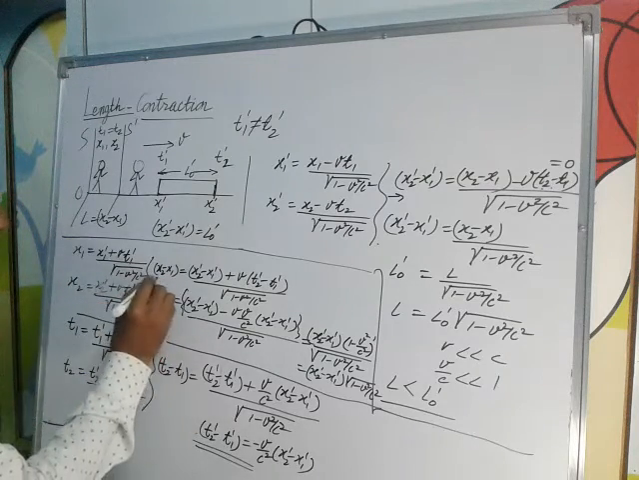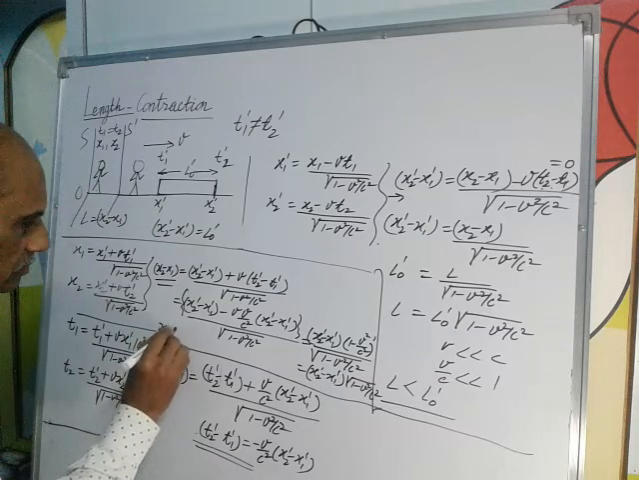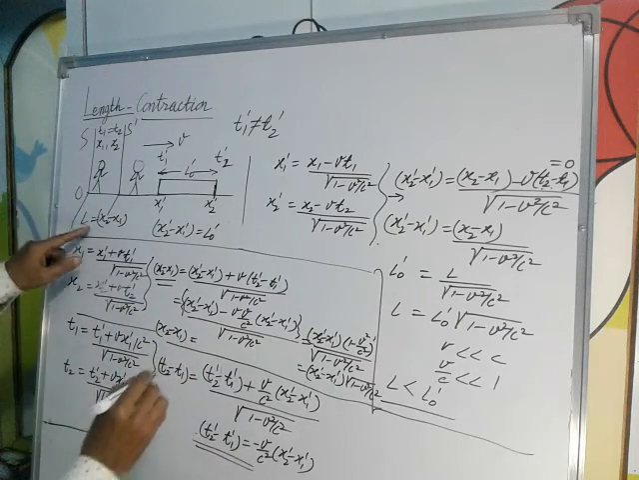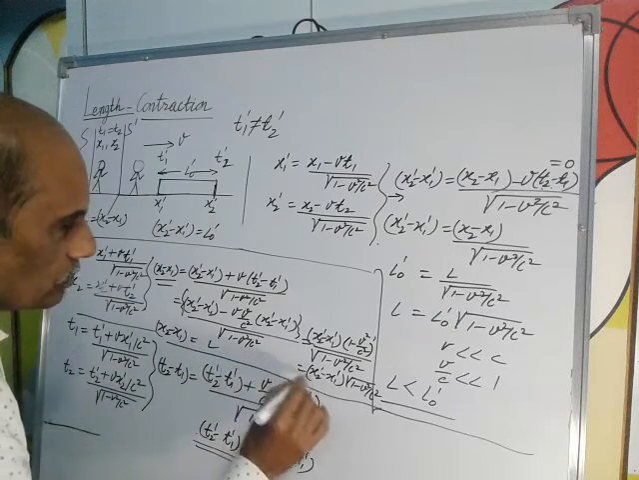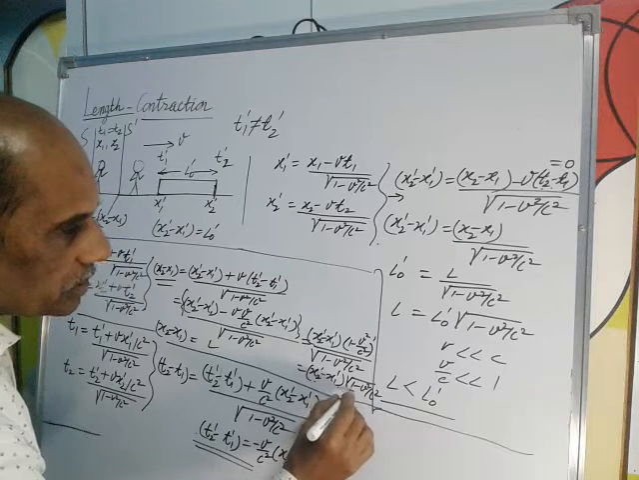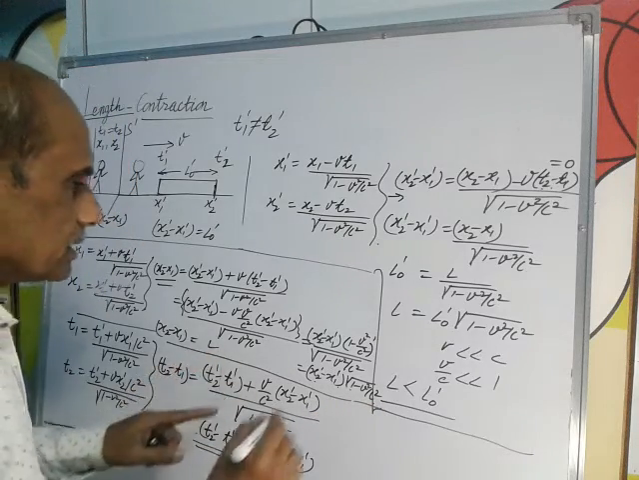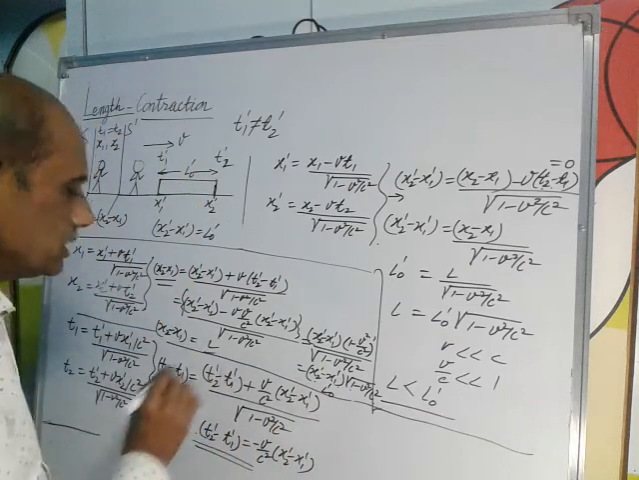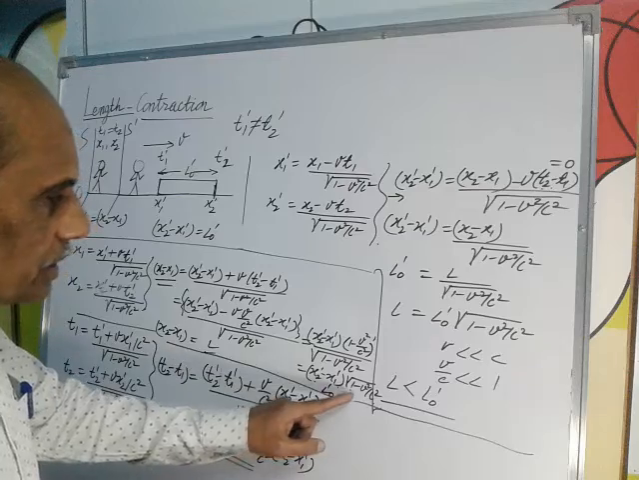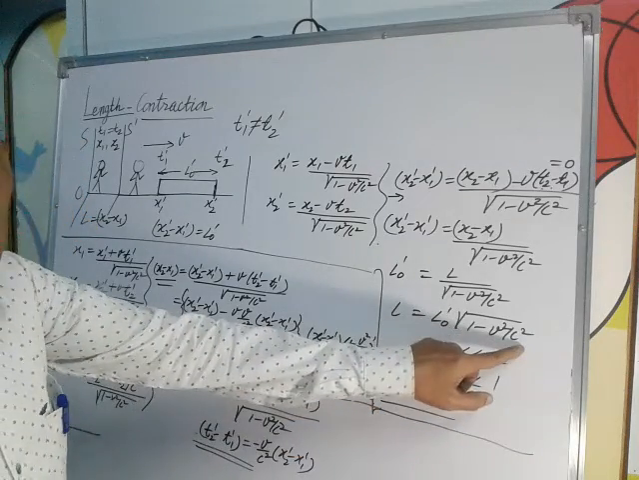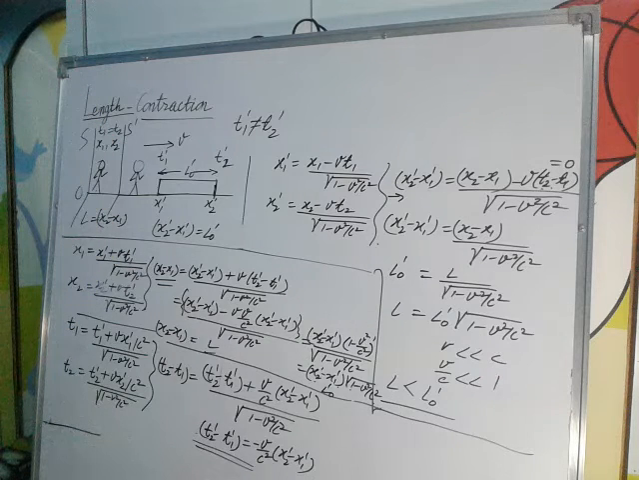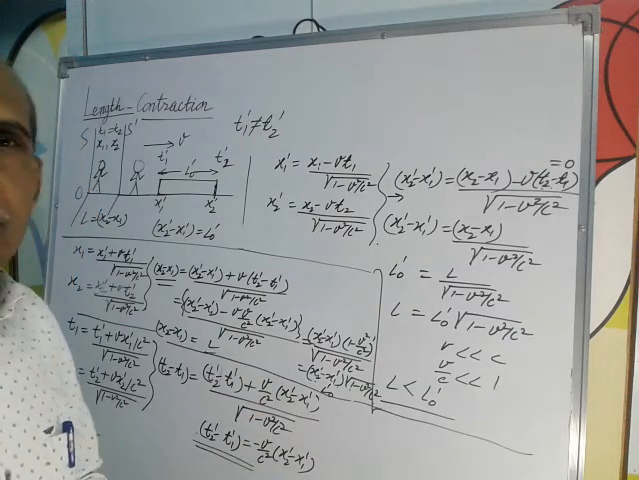And x2 minus x1, this quantity is L. So L is equal to L0 dash square root 1 minus V square by C square. So this relation, this quantity is L0 dash, this quantity is L. So it is again L is equal to L0 dash square root 1 minus V square by C square. So in this way we have calculated length contraction by considering first one transformation relation and then reverse transformation relation. So this is all about length contraction calculation.